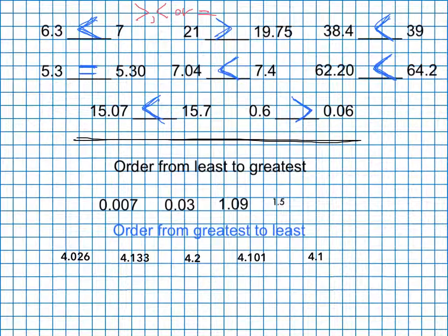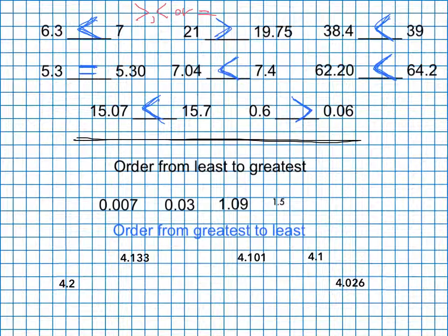Next, we're going to look at the tenths column. We have a 0, a 1, a 2, a 1, and a 1. Well, hopefully we know by now that 2 is greater than 1. So that's going to be our first number. We also know that this had a 0 and the other ones had a 1. So this is going to be our least value.